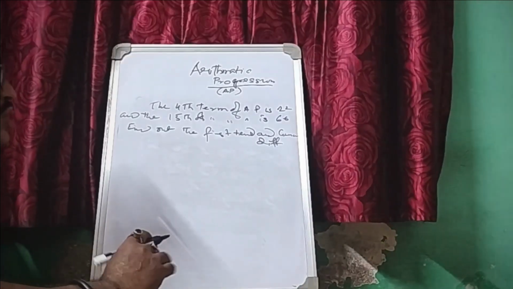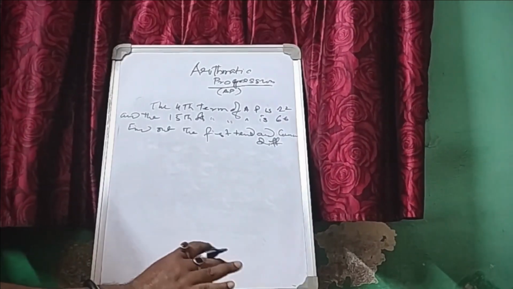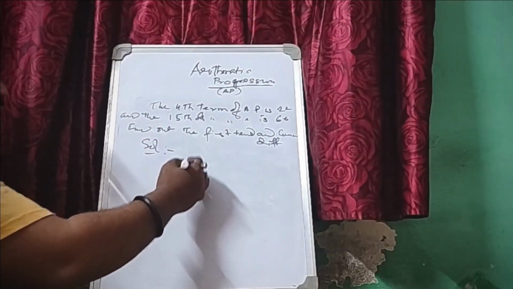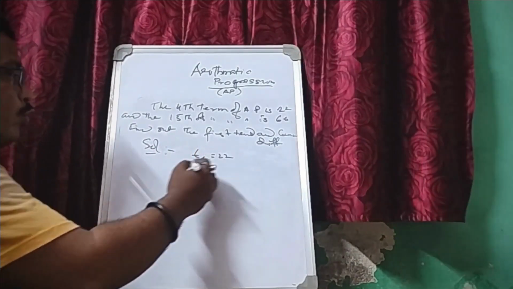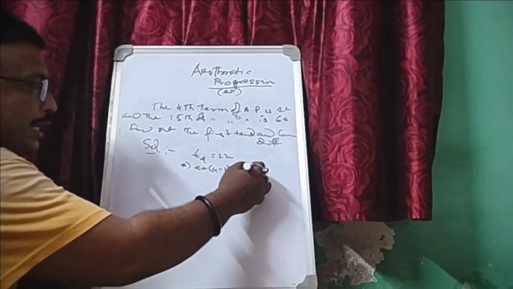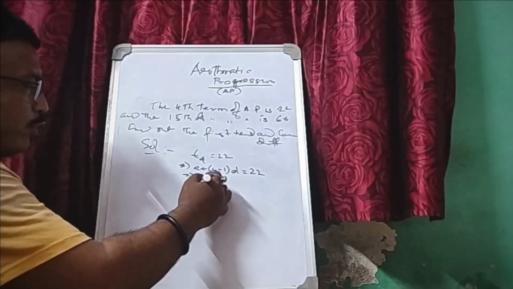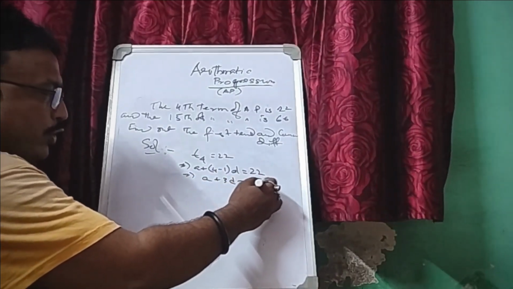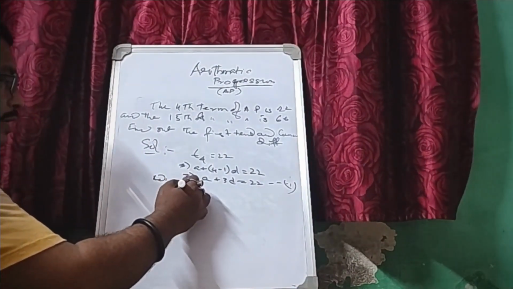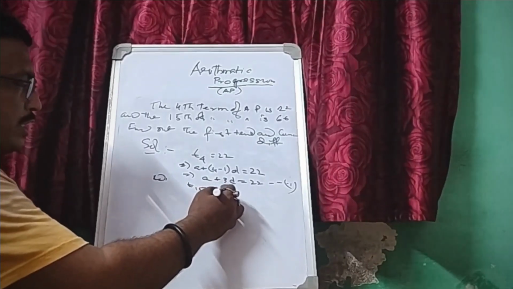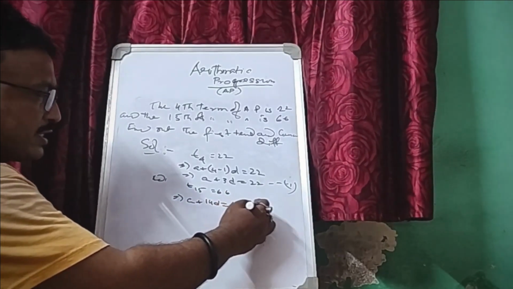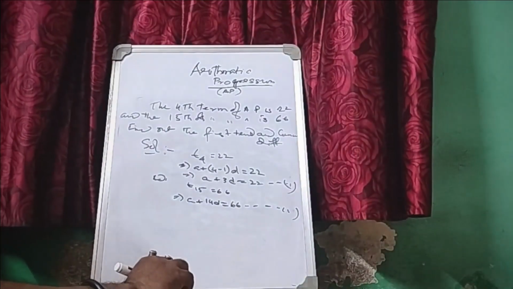There is no first term and no common difference mentioned in your problem. We will solve this in this way. T4 is equal to 22. That means a plus n minus 1 into d is equal to 22. Therefore, a plus 3d is equal to 22, equation number 1. And T15 is equal to 66. In this way, a plus 14d is equal to 66, equation number 2.